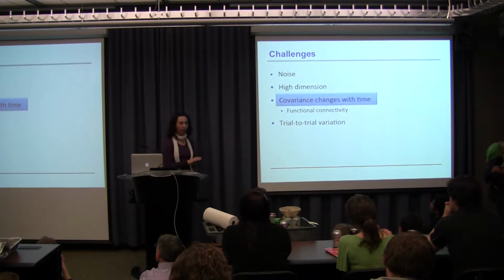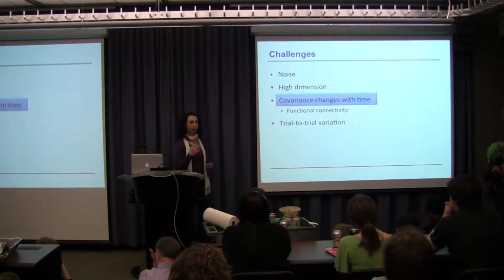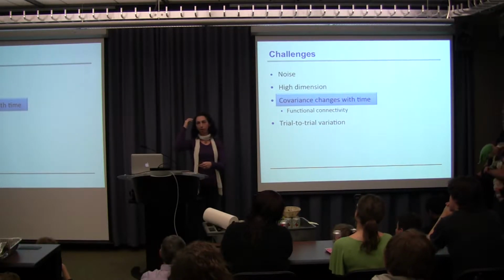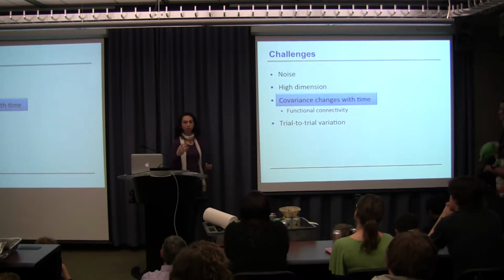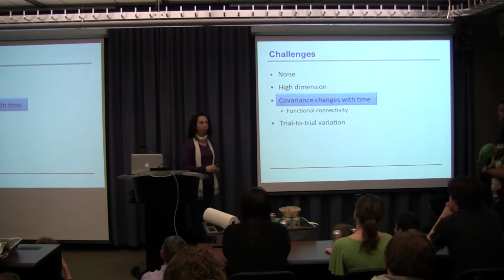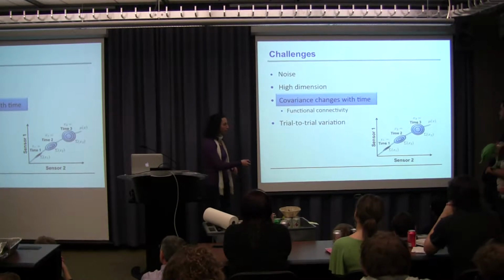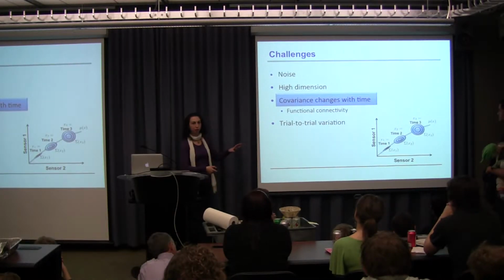Now let's turn to the problem of modeling the fact that the correlations between the dimensions, so between these 102 sensors, change with time. That's induced by the changing coactivation pattern in the brain. To make this a little more concrete, let's look at a little cartoon that shows what I mean for just 2 out of the 102 sensors.